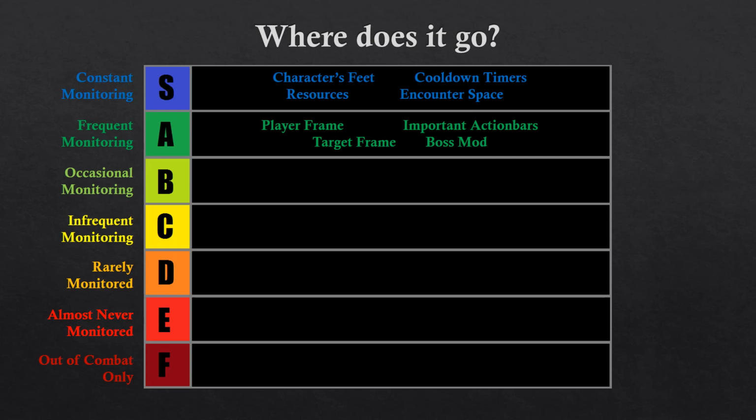The target frame, every once in a while you're going to check it to make sure that you're still attacking the correct target. But in general, you're not going to be staring at your target frame that much. The important action bars, if it's got cooldowns or ability stuff, that's something you're going to be watching. So you want to put all those things close enough that you can see them while you're looking at your character, but also you can see your character while you're looking at them.